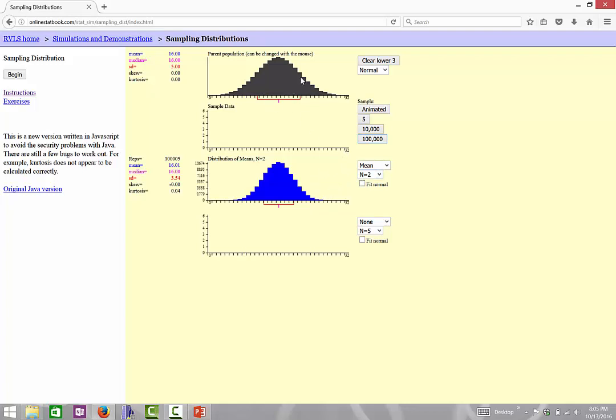So the parent curve here in gray was bell-shaped. The curve for the sample means, right? If you created millions and millions of sample means from different samples of 2 values from the parent curve, you end up getting a curve that is bell-shaped.